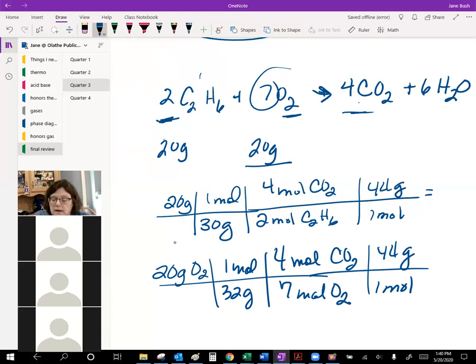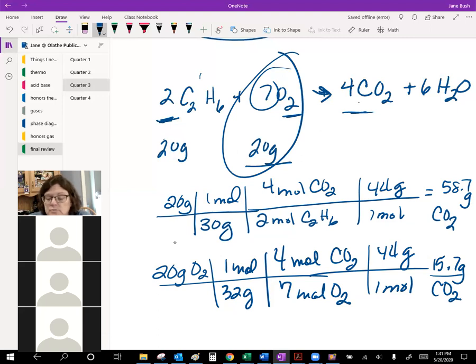Now, if I get my calculator out, 20 divided by 30 times 4 divided by 2 times 44. 20 grams of ethane would make 58.7 grams of CO2. Now, if I have 20 grams of oxygen, I'm going to make only 15.7 grams of CO2. Okay, I don't have enough oxygen to make more than 15 grams. So I'm going to use up all of the oxygen. Therefore, oxygen is what we call limiting.